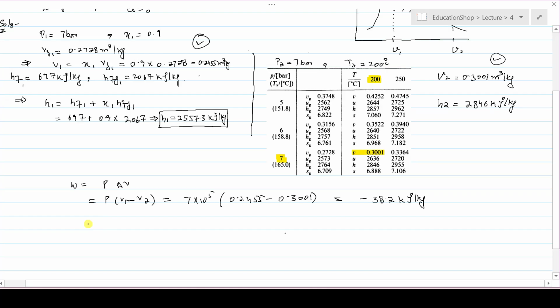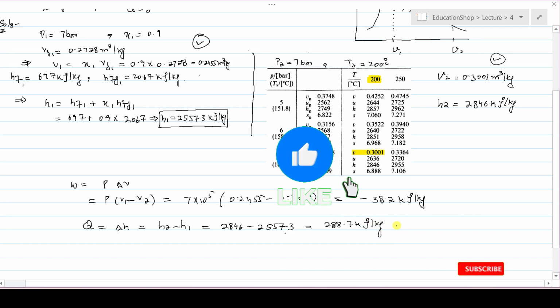Next is to find the heat supplied during this process, which is equal to the change in enthalpy, H2 minus H1. H2 is 2846 kilojoule per kg. After simplification, you will get the heat supplied as 288.7 kilojoule per kg. And this is our final answer.